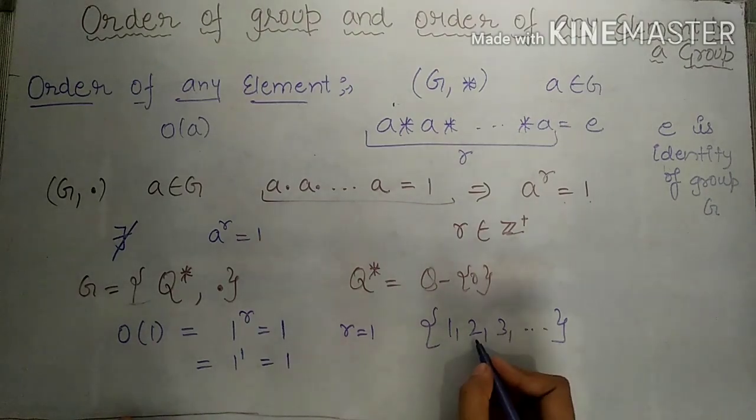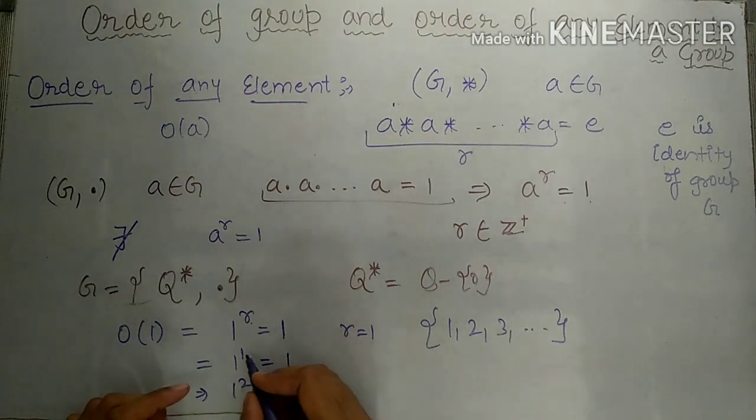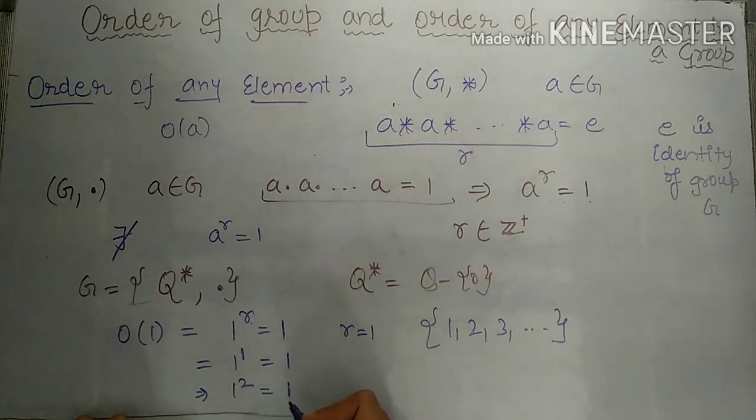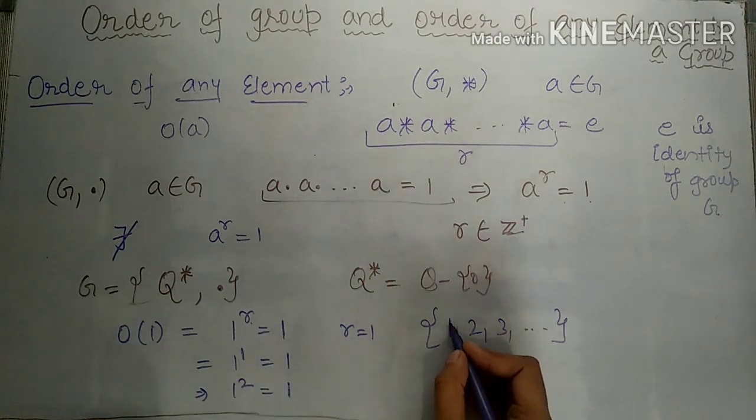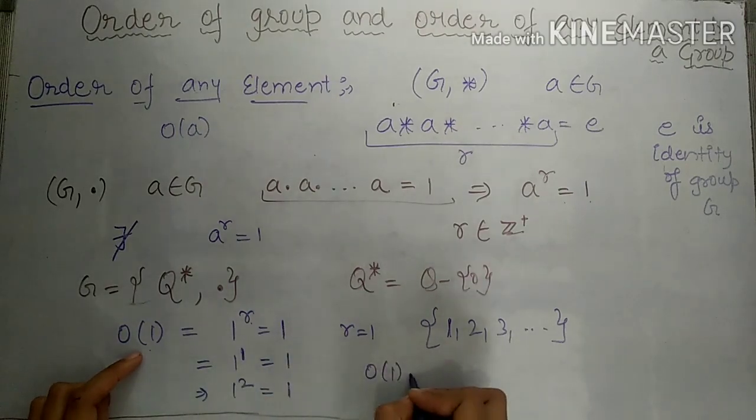We know if we take r is equal to 2 here, then 1 raised to power 2 is also equal to 1. But what are we to do? We are to take the least positive integer. So here the least positive integer is what? 1. So the order of 1 will be equal to 1.